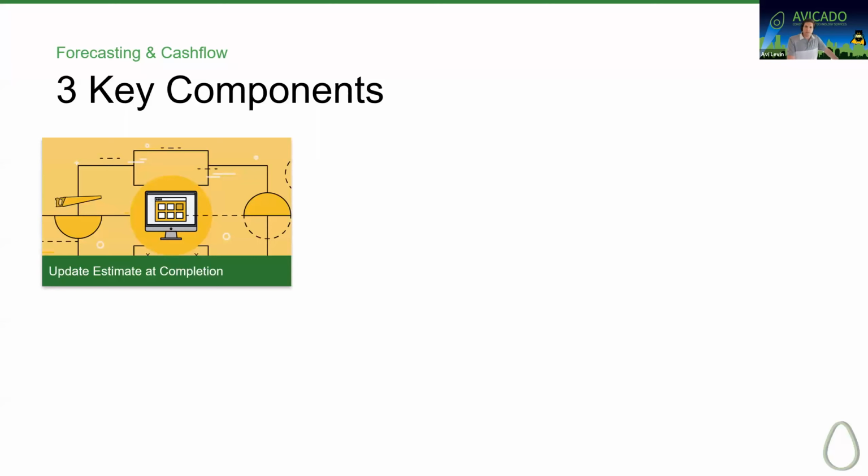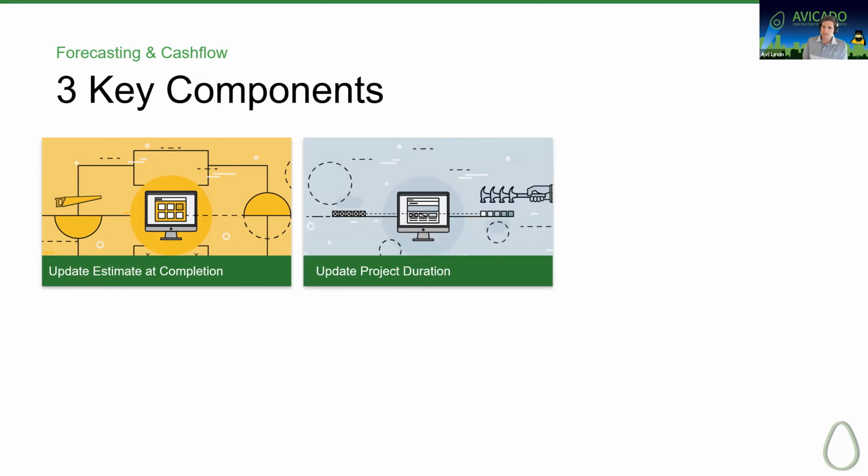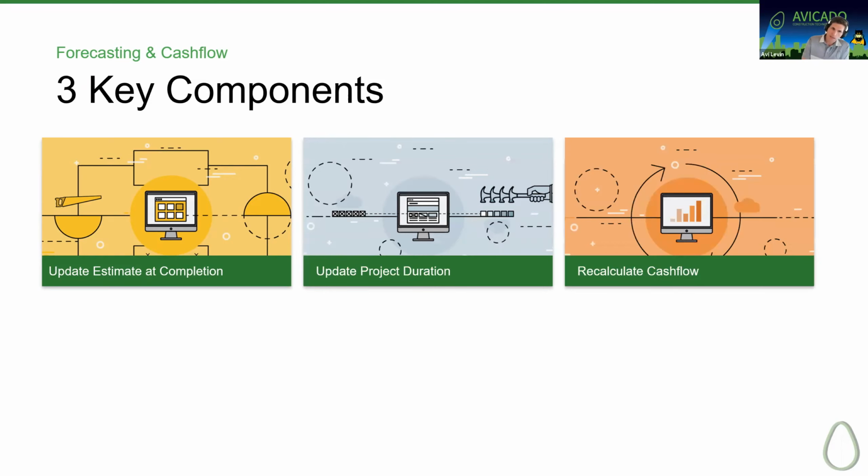So first off, updating estimate at completion by using the forecasting module. That's also known as updating the amount that is needed to complete the project. Second, updating the project duration, which can be done either in the project details page or with the schedule module. And third, recalculating cash flow using the estimate at completion.